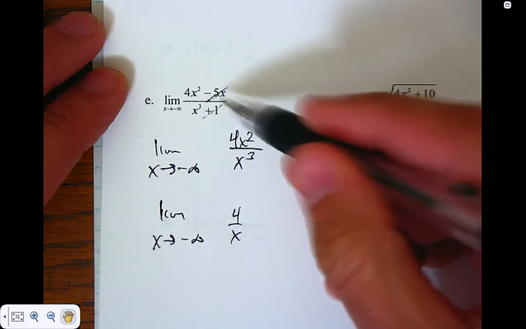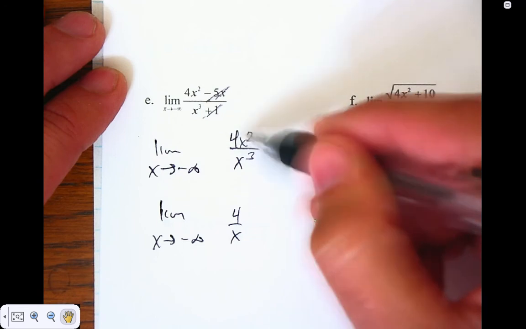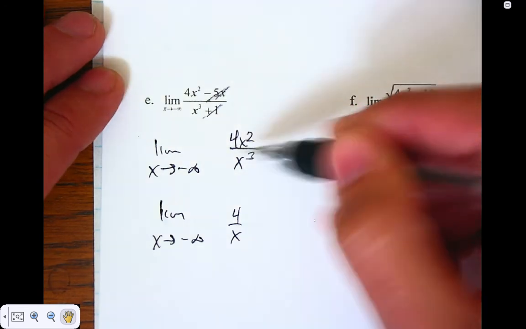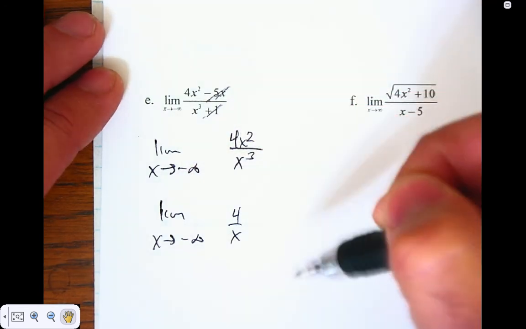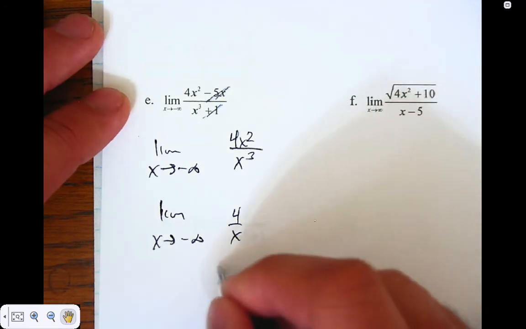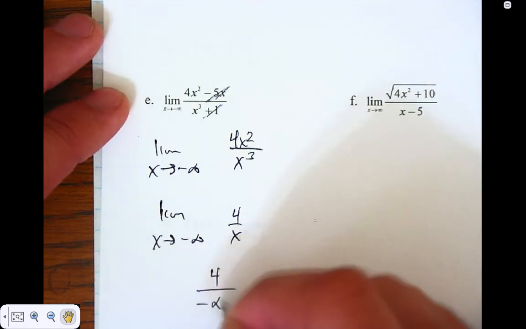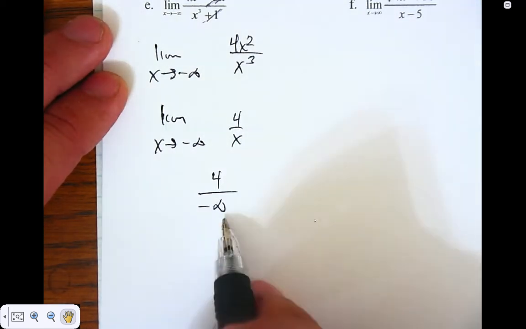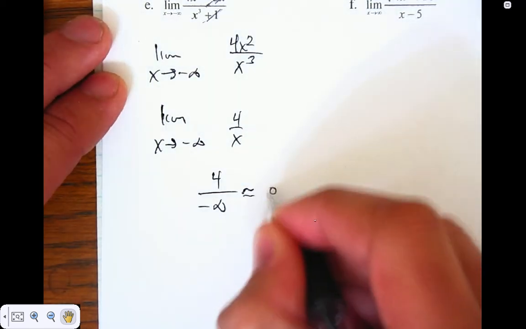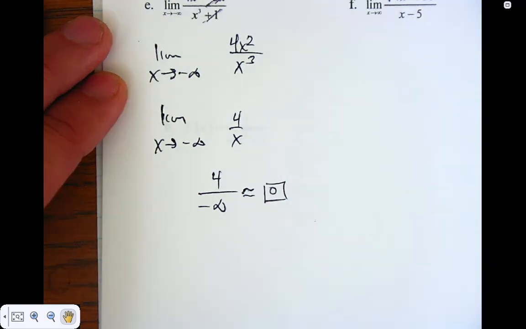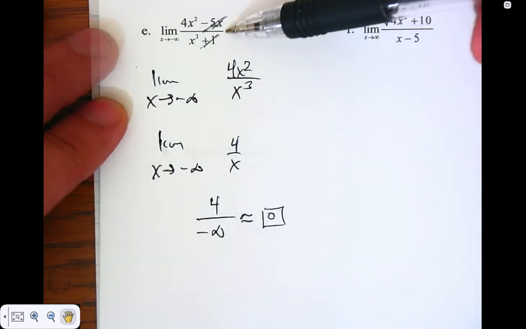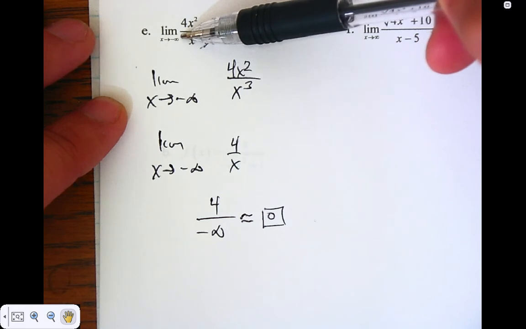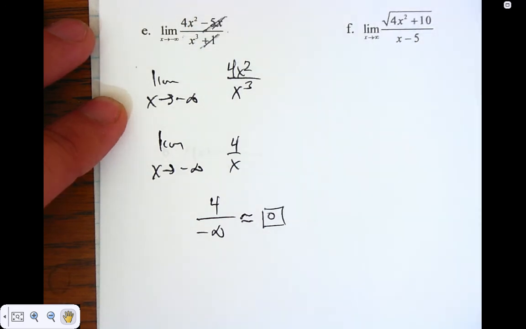Okay, so what you're doing is you're simplifying the process in your brain to what's really going to affect the numbers as you get very large. Okay, and so now you're thinking about, well, what does 4 over negative infinity look like? Well, infinity is a huge number. 4 over a huge number really acts like 0. And that would be your answer. If you graph this, you could see that as you go way left, you're getting close to the x-axis.